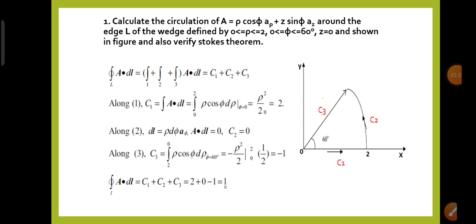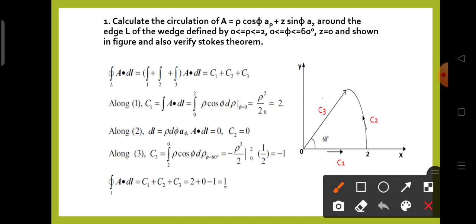We can discuss the Stokes theorem with the help of problems. In this video, we will solve 3 problems. The first problem: calculate the circulation of A equal to rho cos phi a rho plus z sin phi az around the edge L of the wedge defined by rho from 0 to 2, phi varies from 0 to 60 degrees, z equal to 0, as shown in the figure, and also verify Stokes theorem.